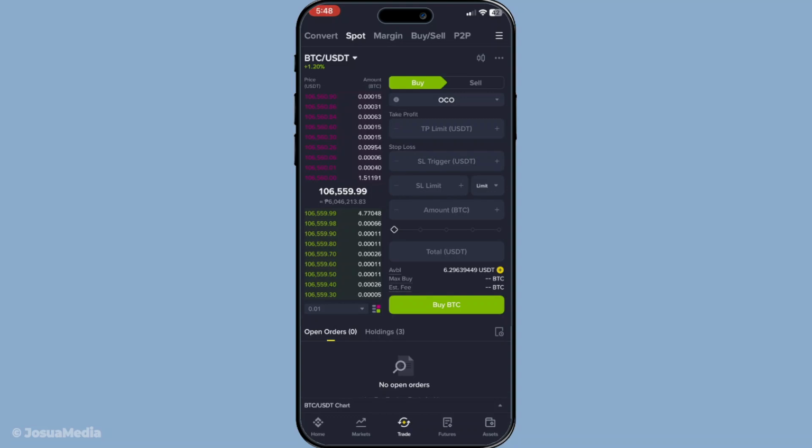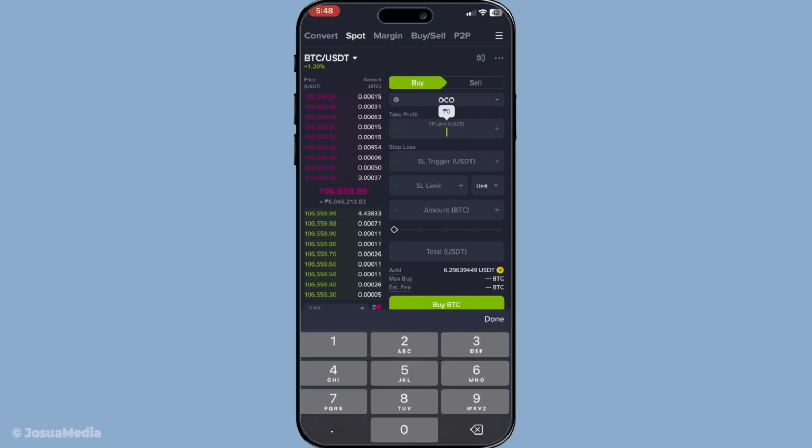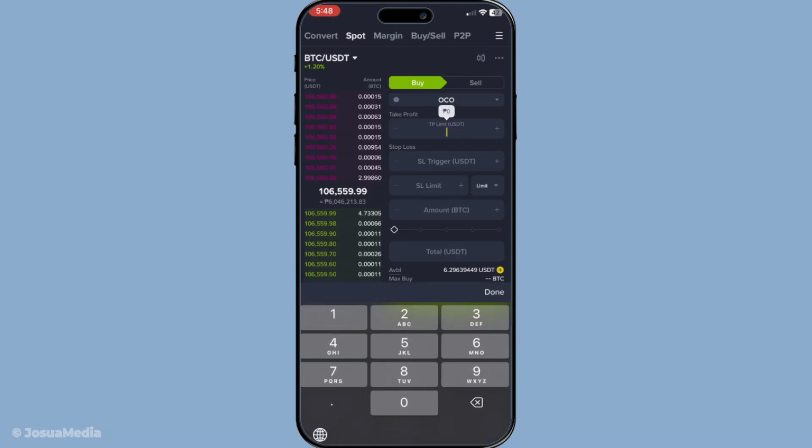Now it's time to enter the take profit price. This is the price you aim to sell your cryptocurrency for a profit. Setting this target is crucial because it helps define your profit taking point. And in volatile markets, knowing when to exit with a profit is key.